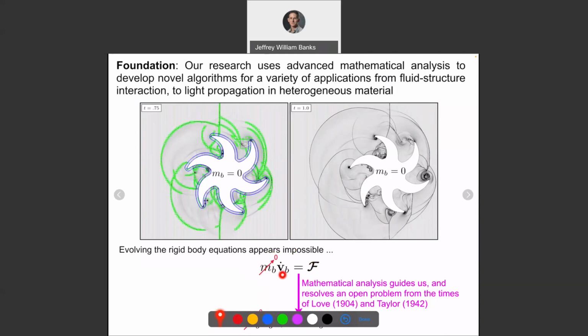But the mathematical analysis actually tells us how this is supposed to work. What happened is it turns out that the m dv/dt term does in fact go away, but what's left is this term here, which has exposed how the force depends on the mass of the body. And so what we have done is enabled the dynamical equations to tell us how this object moves, even though it has no mass. And this resolves an open problem from the times of even Love in 1904 and Taylor in 1942.